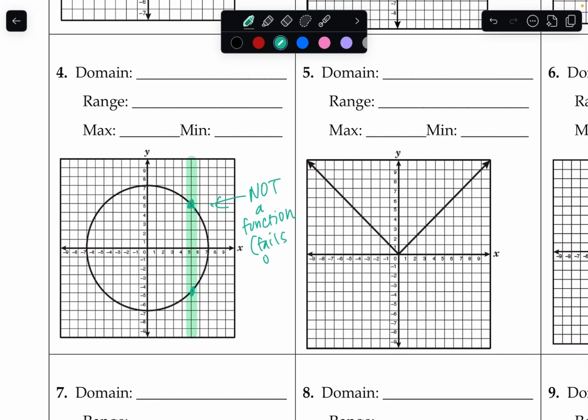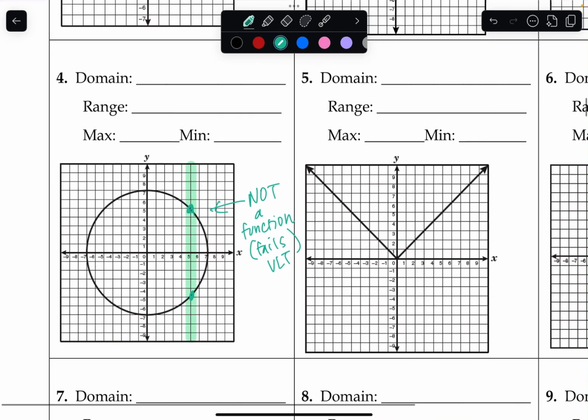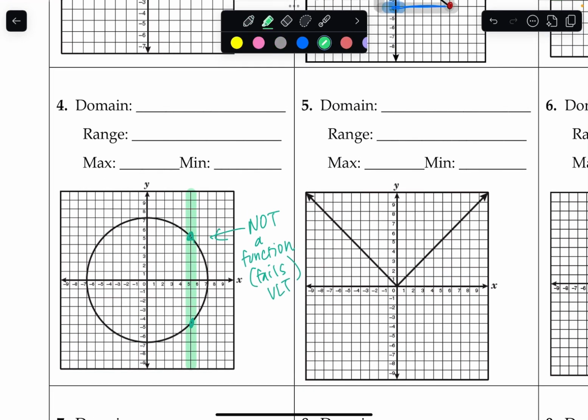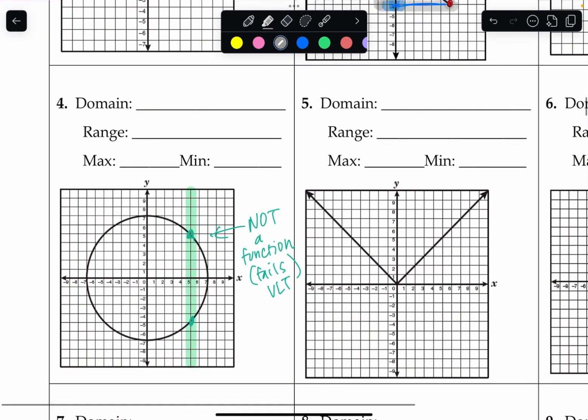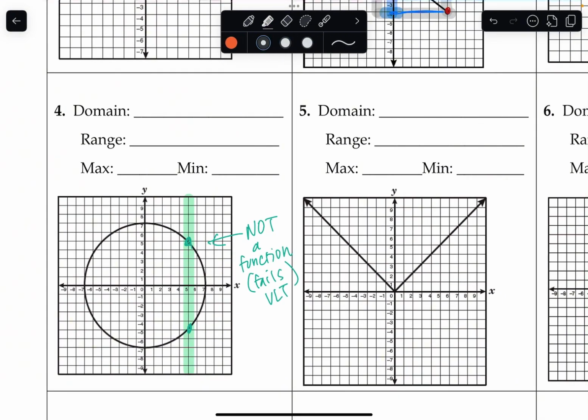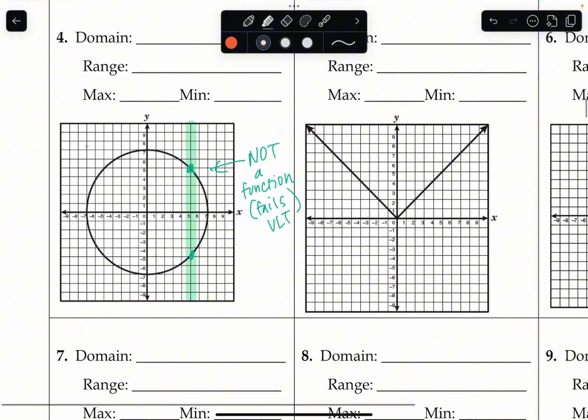So on the homework, you're just looking to see if they fail the vertical line test, to see if it's a function or not. But you can still talk about the domain and range. And so just like the last examples, you can draw the box. And so the left side of my box would be at -7. The top of my box would be at +7. Right side of my box would be at 7. And then bottom of the box would be -7.